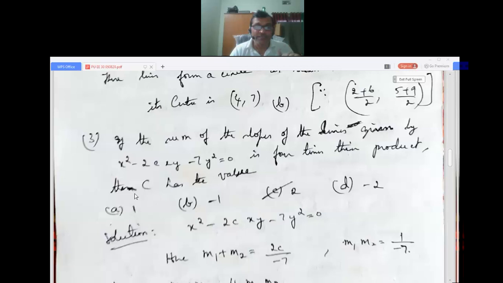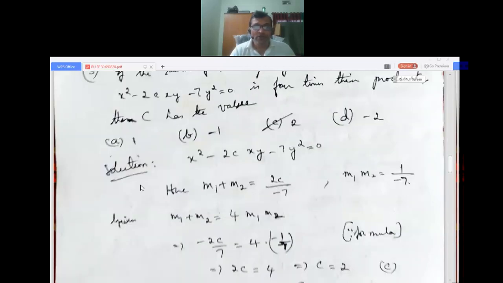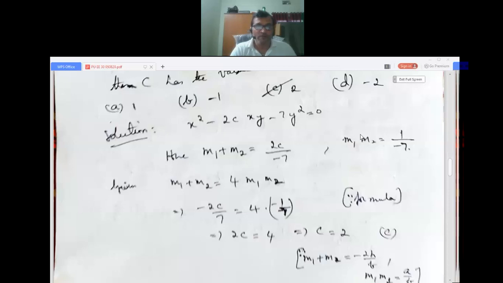Okay, very direct question. Then c has the value. It is not e, it is c, 2cxy, so c. First option 1, second option -1, third option 2, fourth option -2. Okay. So I take the question x squared minus 2cxy minus 7y squared equals 0.